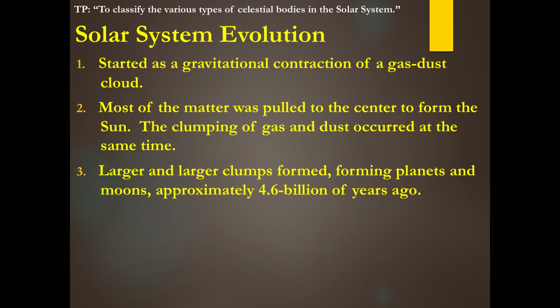All right, last few things is the evolution of the solar system. 1. It started as a gravitational contraction of a gas and dust cloud. 2. Most of the matter was pulled to the center to form the sun, which we know as the nebula and the protostar. The clumping of gas and dust occurred at the same time. 3. Larger and larger clumps formed, forming your planets and the moons, and this all occurred approximately 4.6 billion years ago. Now that number is found in your reference table, ESRT, under page number 8, the geologic history.